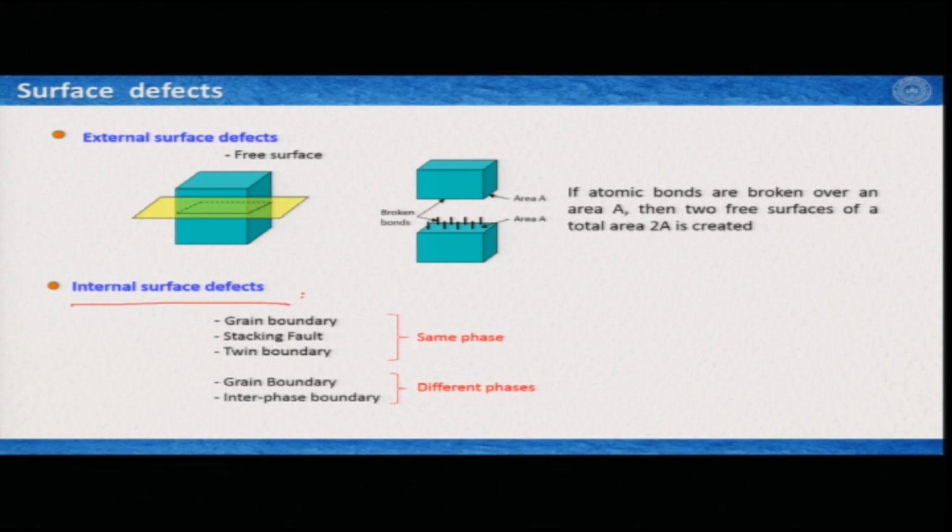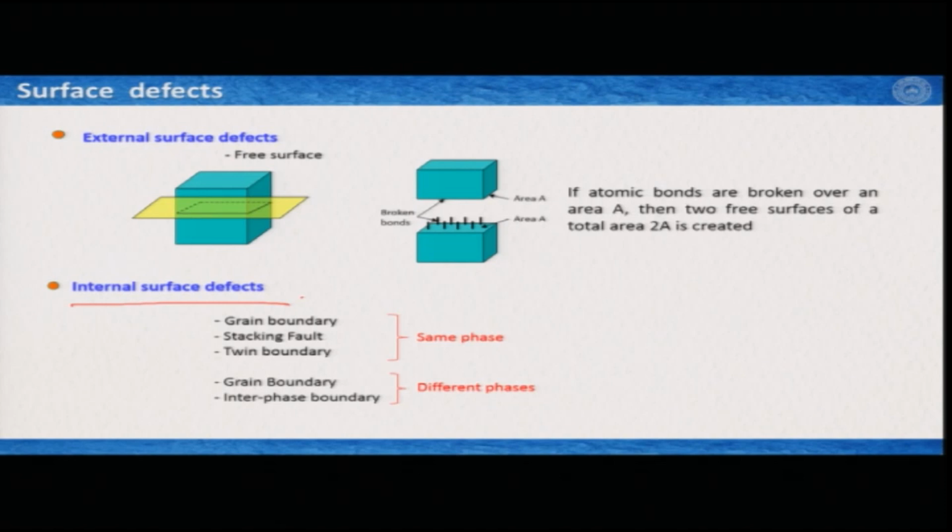Within the internal surface defects, we can have surface defects between the same phases and between different phases. Between the same phases, we have grain boundaries, stacking faults, twin boundaries, and so on. We can also have grain boundaries within different phases, and also different kinds of interface boundaries. From now on, we will mostly look at grain boundary, and twin boundary is also a kind of grain boundary. We will look at mostly these two. We will ignore stacking fault for the time being.